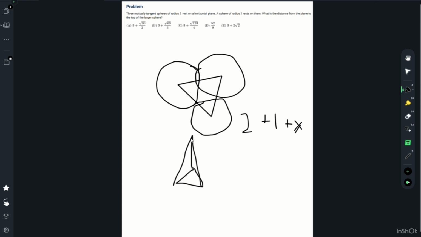So we know that this is going to be a side length of 3 because of the larger sphere. We have this center point here, and we make a triangle like this. We know that this is 3. We just have to find this from the equilateral triangle. So from the equilateral triangle, we can form a 30, 60, 90 triangle.